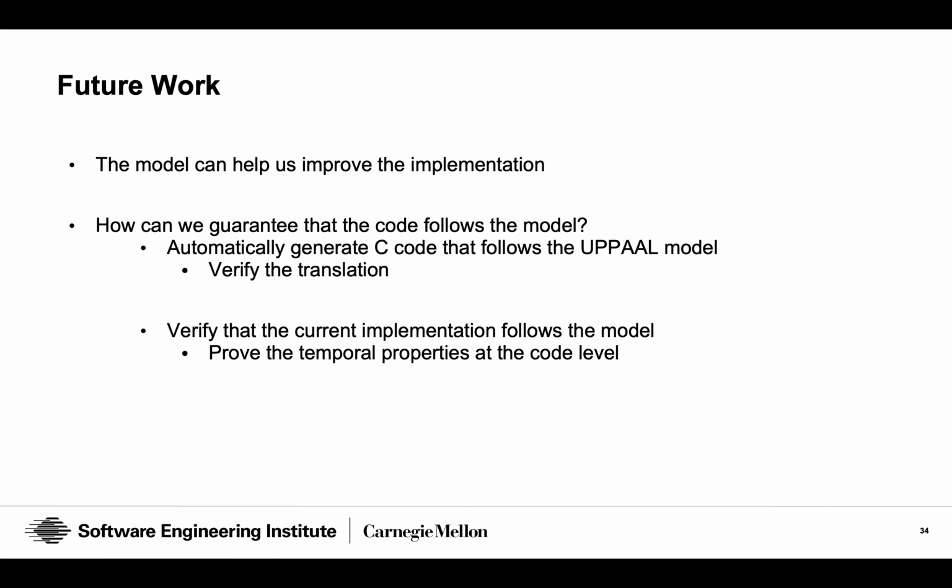The model helps us to improve the implementation. However, there is no guarantee that the code satisfies the model. Even though we built the model as faithful as possible to the implementation, to guarantee that the model and the code are actually equivalent with respect to the properties that we're verifying, we plan to explore the following directions in the future. Either we can automatically generate C code that follows the UPPAAL model and then verify that the translation is correct, or we can verify the temporal properties directly at the code level and show that the code also satisfies those properties. By doing this, we will then have the guarantee that both the model and the code satisfy the same properties.